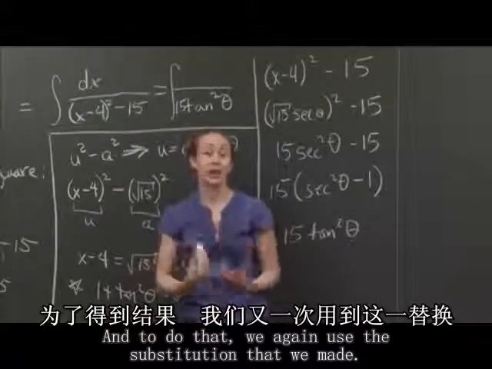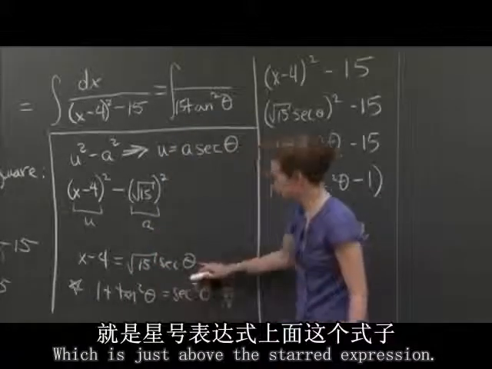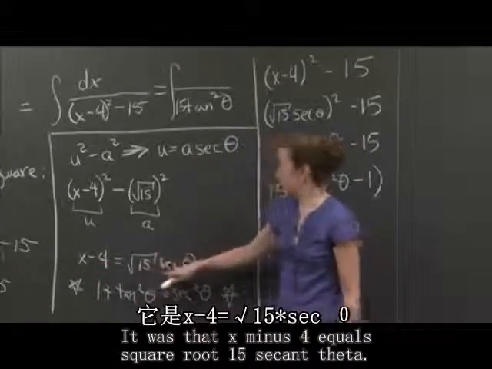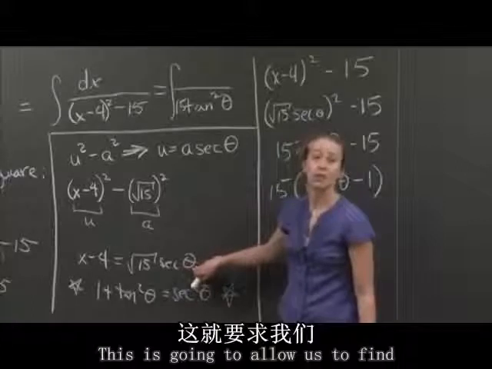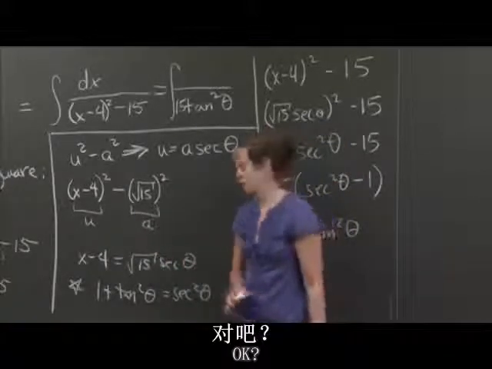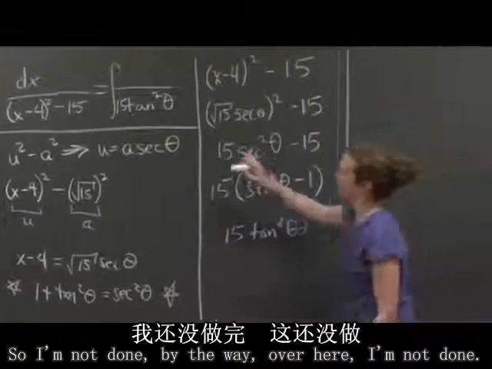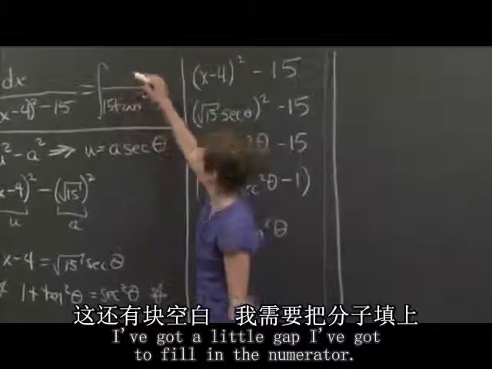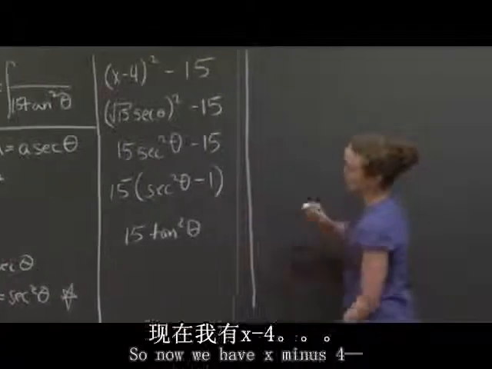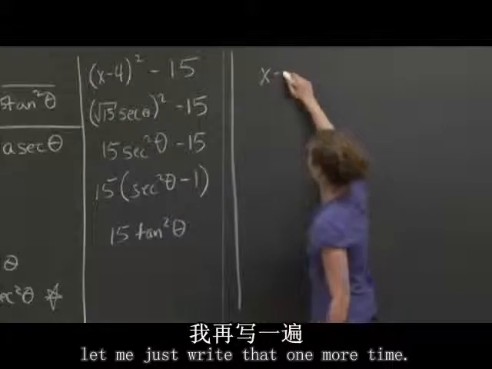And to do that, we again use the substitution that we made, which is just above the start expression. It was that x minus 4 equals square root 15 secant theta. This is going to allow us to find what dx is in terms of d theta. Okay, so let's do that. So I'm not done, by the way. Over here, I'm not done. I've got a little gap I've got to fill in the numerator. So let's come back over here. So now we have x minus 4. Let me just write that one more time.